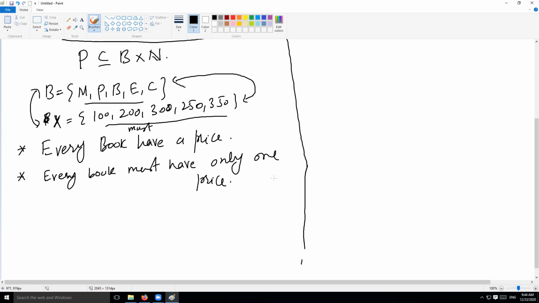Now let me write a relationship and see whether a given relationship satisfies this condition or not. So that's a sensible relation. Do you agree that this is a very sensible relation, that every book has a price and every book has only one price? So it's a reasonable relationship.